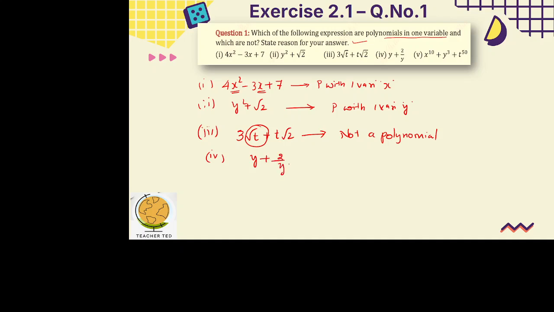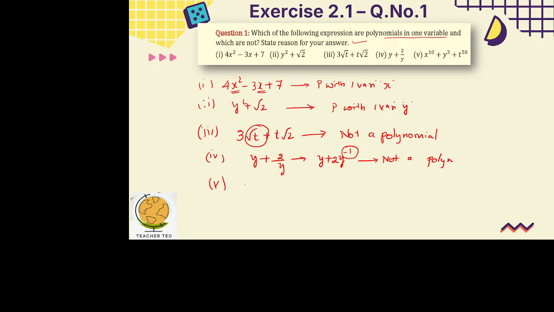The fourth one, so y and y here, I think we can say y is there, we can say that it is a polynomial with one variable, that is y. But you carefully observe the second term, you can write this as 2y to the power of minus 1. Since this power is negative, that is a contradiction for our statement of a polynomial. It should be a positive integer. So we can say this is not a polynomial.